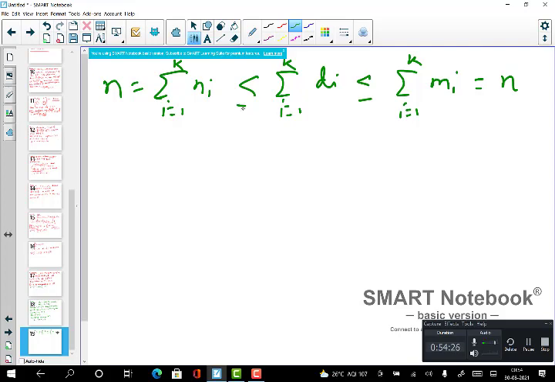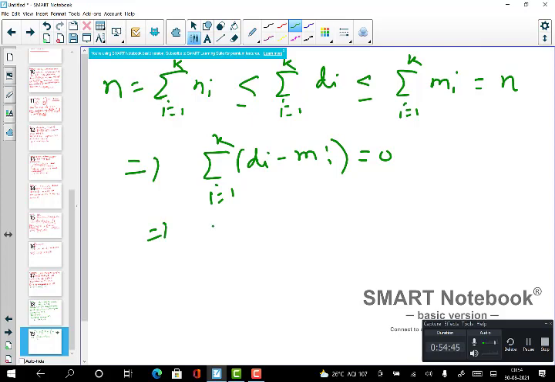What does that mean? That means if you take the difference of Mi minus Di, that's 0. So this implies that this summation of Mi minus Di, or rather Di minus Mi, whatever you choose, the difference is actually 0, right? Because it is upper bounded by n, lower bounded by n, and this implies that Di has to be equal to Mi, and that is true for all i equal to 1 up to k.